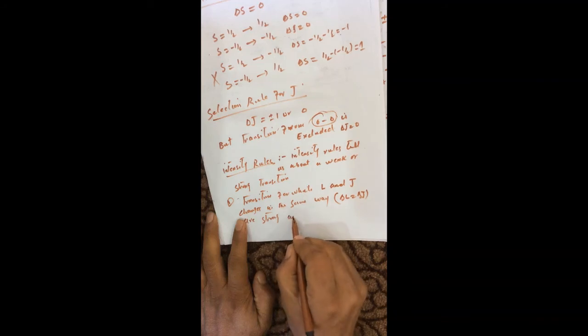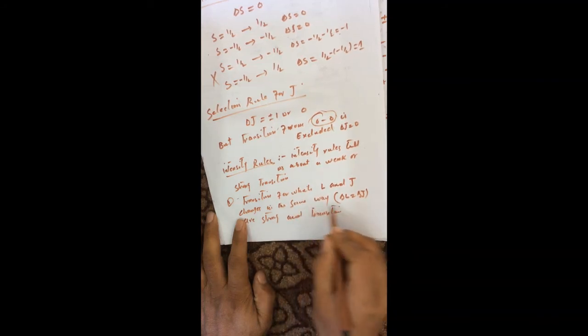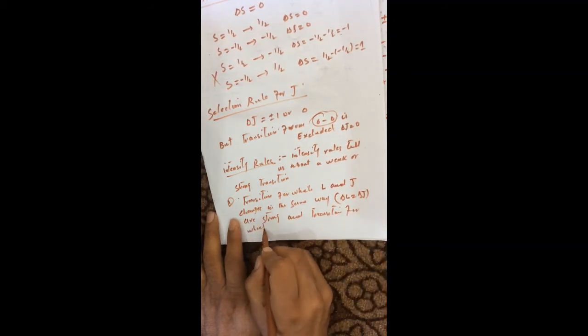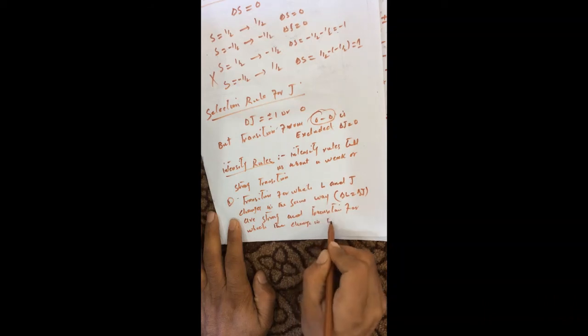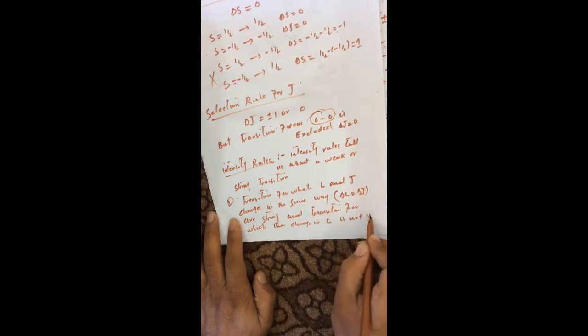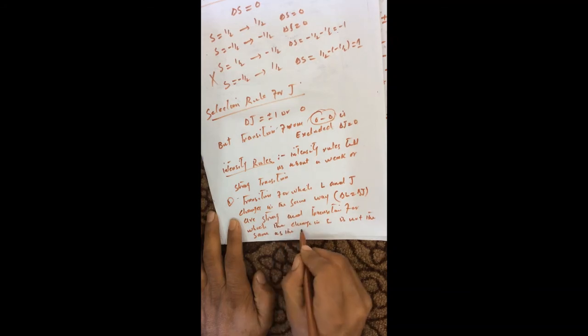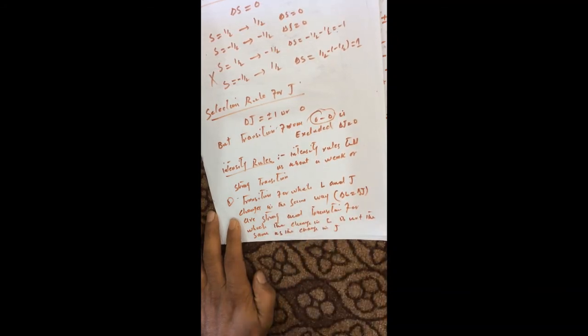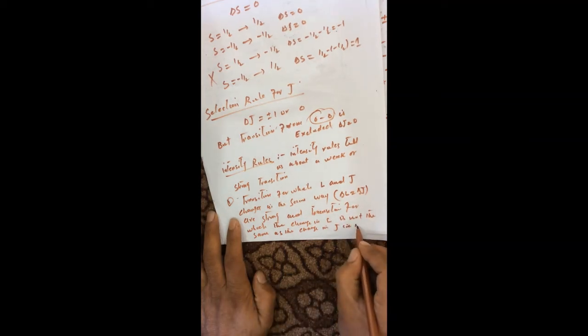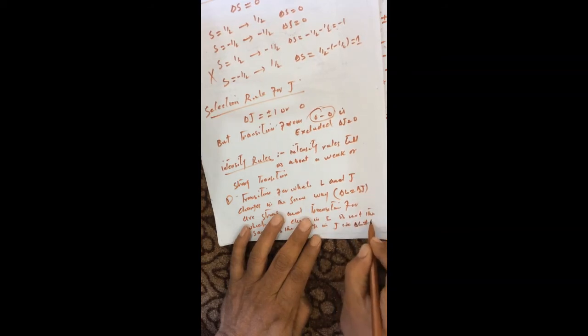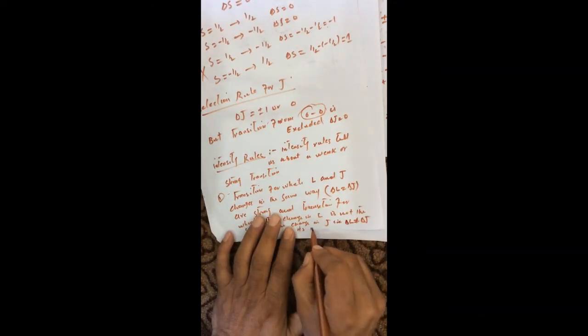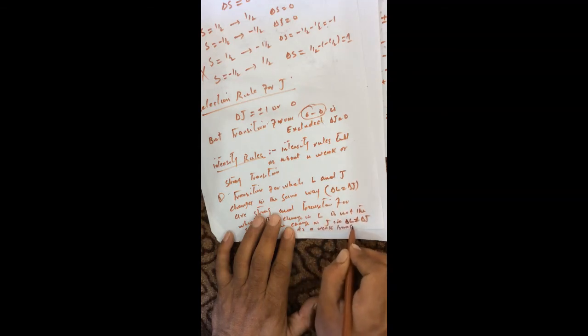And a transition for which the change in L is not the same as the change in J, that is delta L is not equal to delta J, is called a weak transition. This is the first intensity rule.